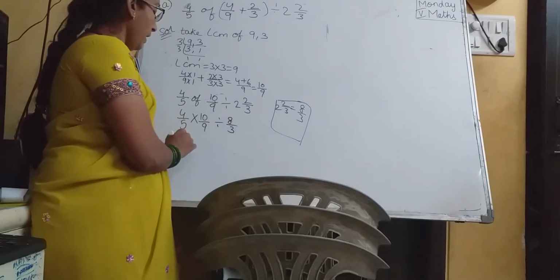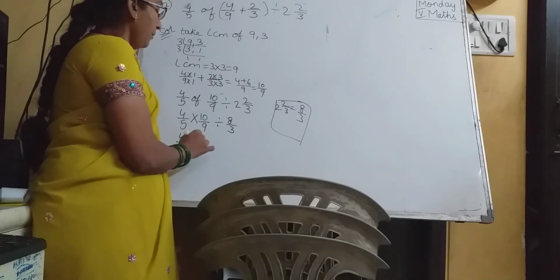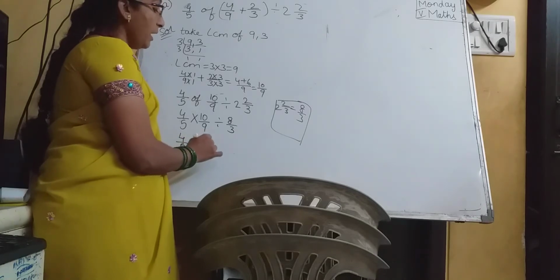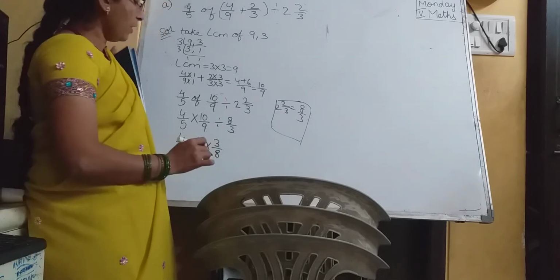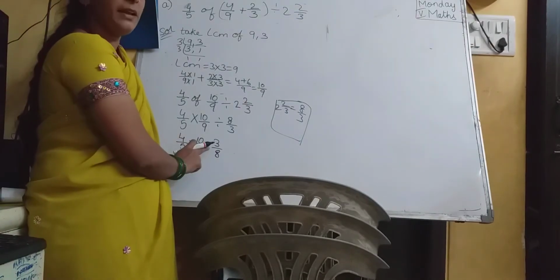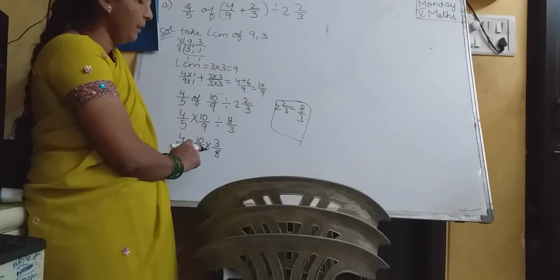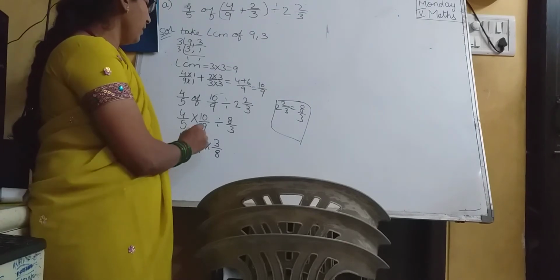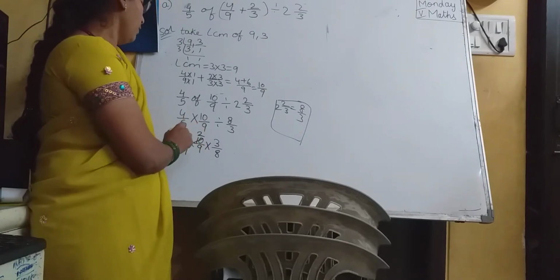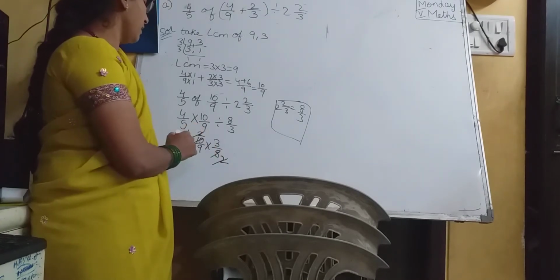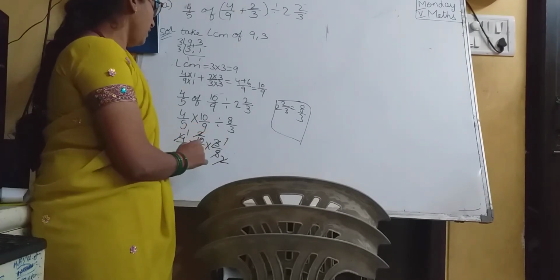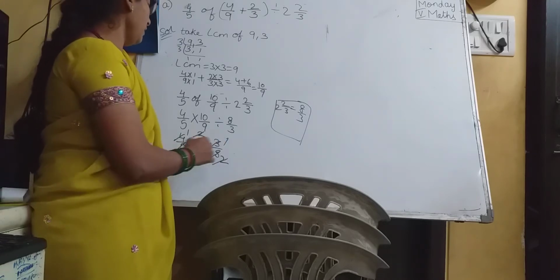Okay, now 4 by 5 into 10 by 9. Put into and write this reversed: 3 by 8. Now cut, because whenever you have multiplication signs, you can cancel the numerator and denominator. 5 1s are 5. 5 2s are 10. 4 1s are 4. 4 2s are 8. 2 gets cancelled. 3 1s are 3. 3 3s are 9. Now what is remaining?